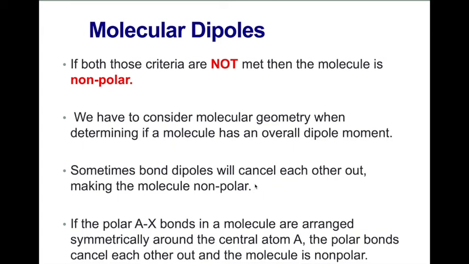So this is the thing. Some bond dipoles will cancel each other out. So even if you have polar bonds, if they cancel each other out, overall the molecule will be nonpolar. For example, we're just distinguishing between two atoms by calling one A and one of them X. If they are arranged symmetrically around the central atom, then that's a case where those polar bonds will cancel each other out. And overall, you get a nonpolar molecule.